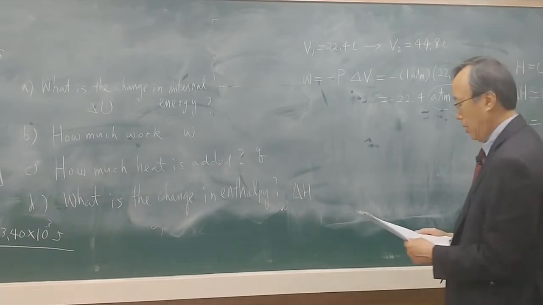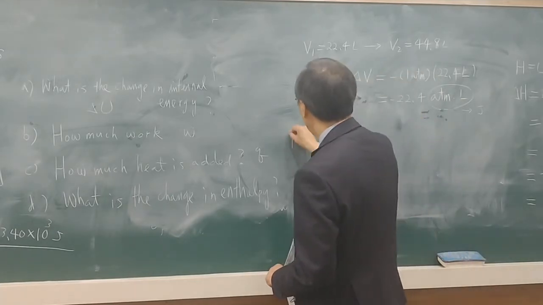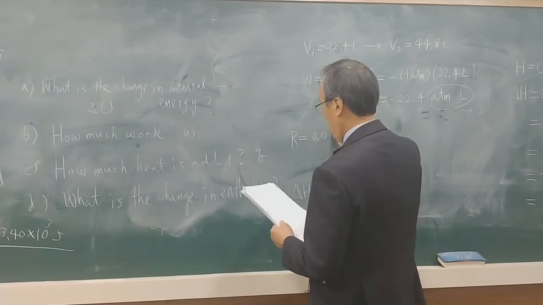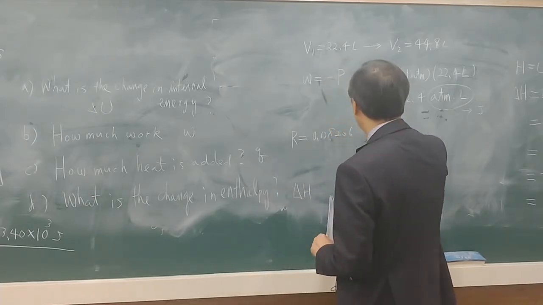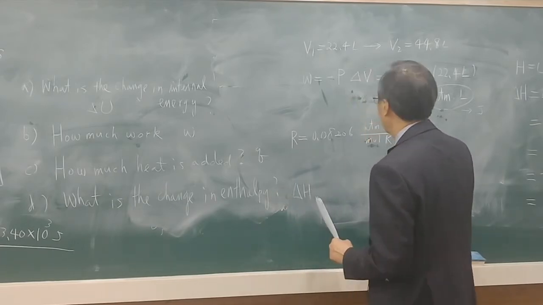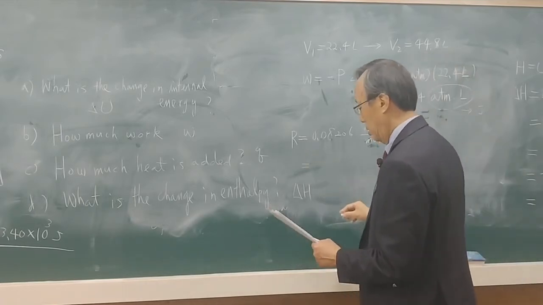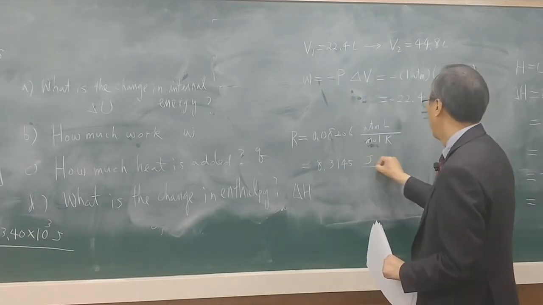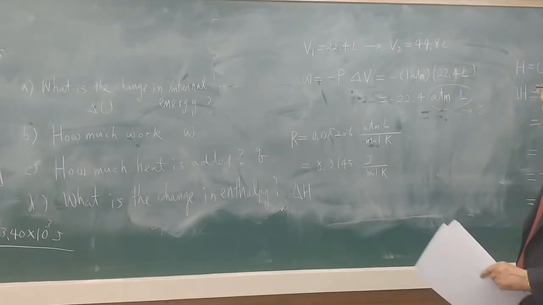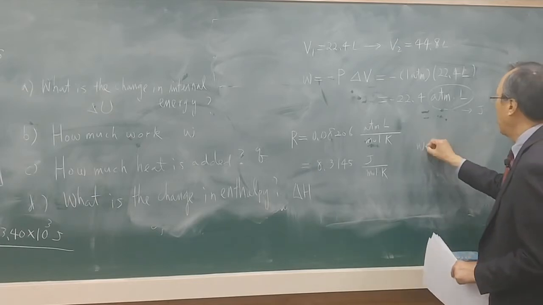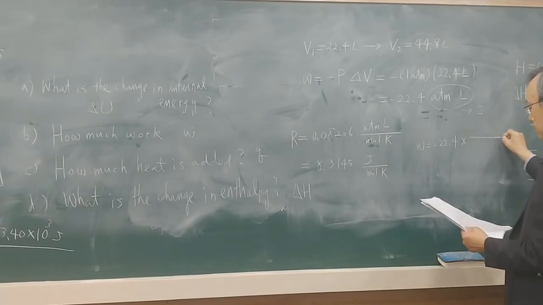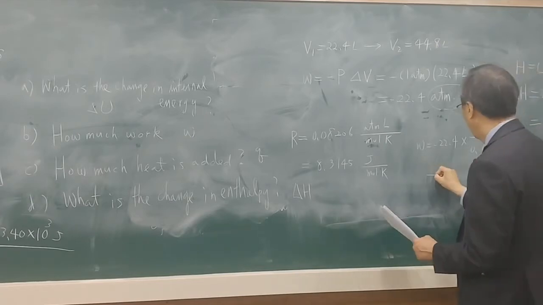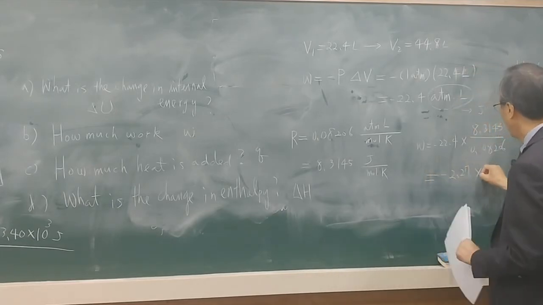This is very easy because we know the unit of gas constant R equal 0.08206 atmosphere liter per mole K. And this we also write R equal 8.3145 joule per mole K. So we can convert: W equal minus 22.4 times 8.3145 over 0.08206 equal minus 2.27 times 10 to the 3 joule.